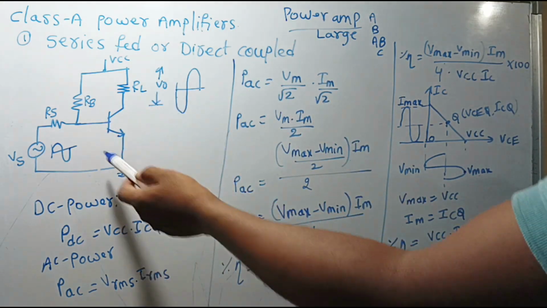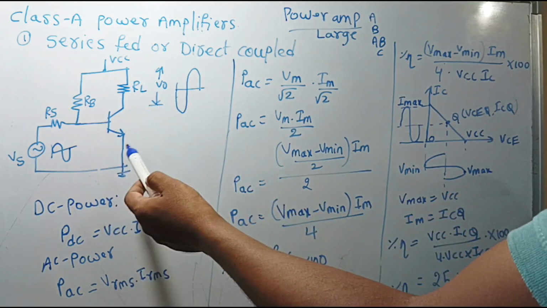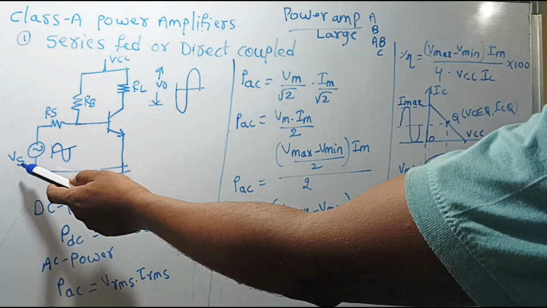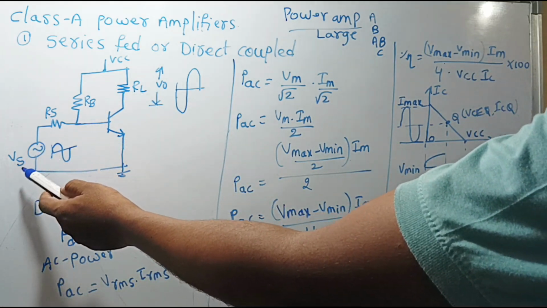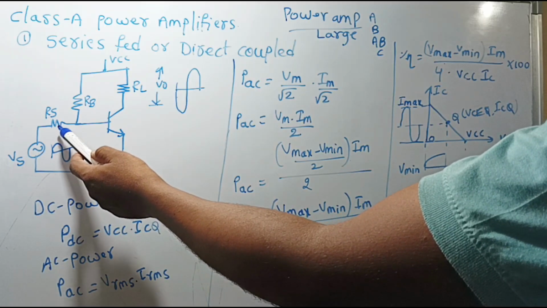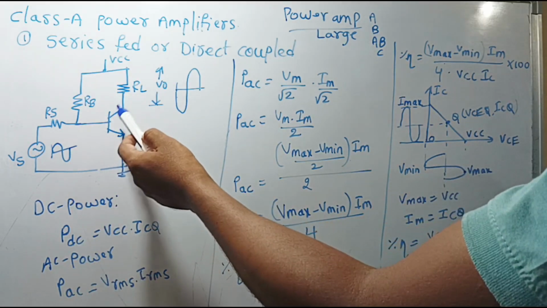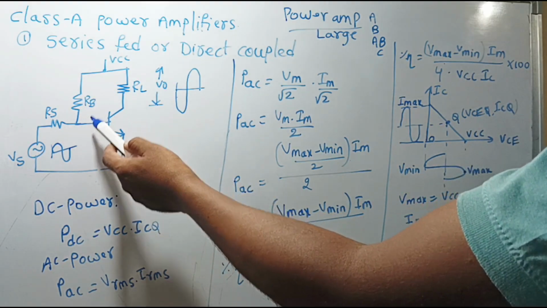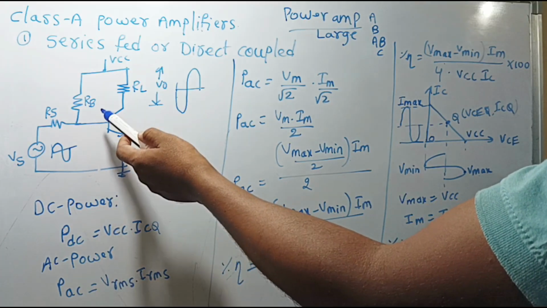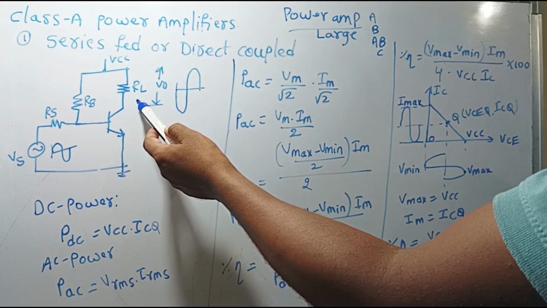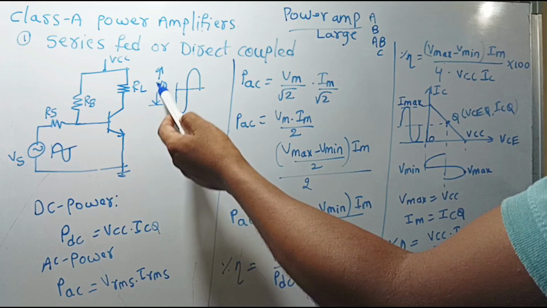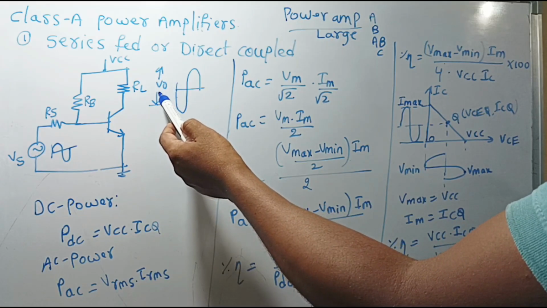This is the circuit diagram. Here we are giving the input from the signal generator as Vs. The input resistance is Rs. At the base we have the base resistance Rb. Similarly we have load resistance RL. We are going to collect the output across the load resistance, that is V0.